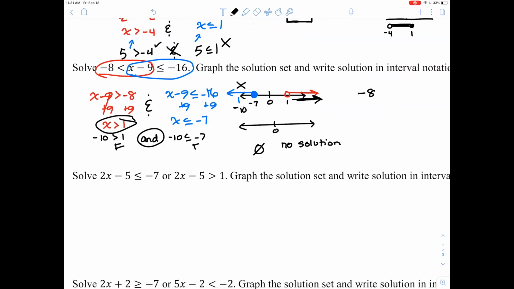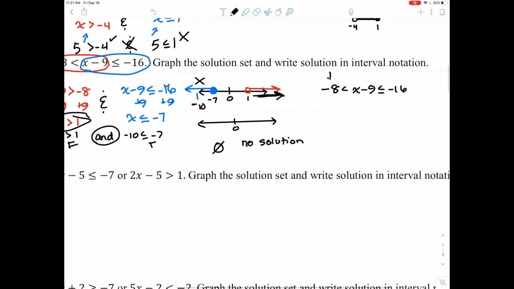Now, if you were wanting to be a little more efficient in your solving process, the first thing I would do is I would flip this statement because this should be the smallest value and this should be the biggest. So I would rewrite it as negative 16 is greater than or equal to x minus 9 is greater than negative 8. Because I flipped the statement over, I also had to flip the inequality signs over. So we'd add 9, add 9, add 9, and here we have negative 7 is greater than or equal to x is greater than 1.